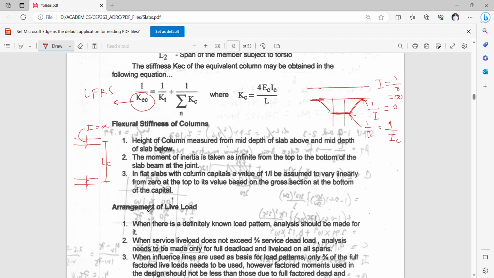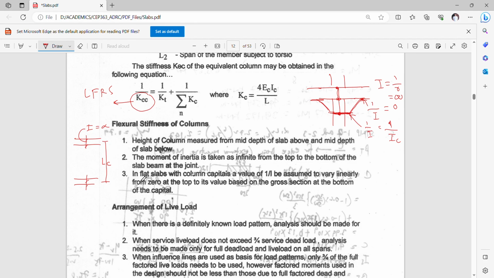Then you can now provide a way on how to treat node to node. So if this is a node here, you have a node here, you have a node here, your moment of inertia for this particular point can actually be varied from 1 over IC to 1 over I 0 to 1 over I infinity. So that is how to deal with flexural stiffness as far as columns with drop panels and column capitals are concerned.